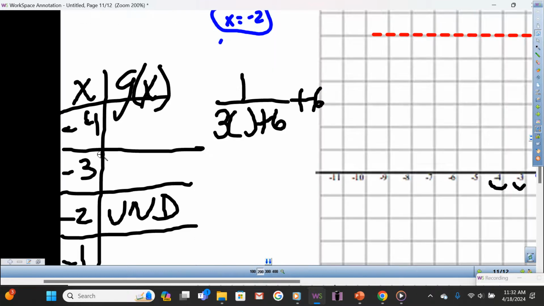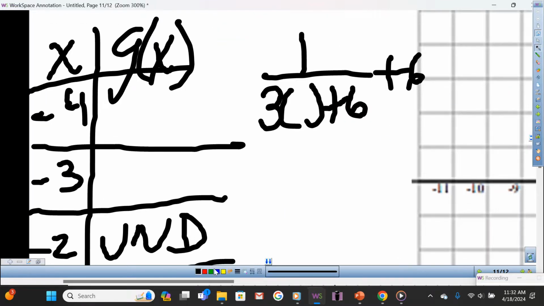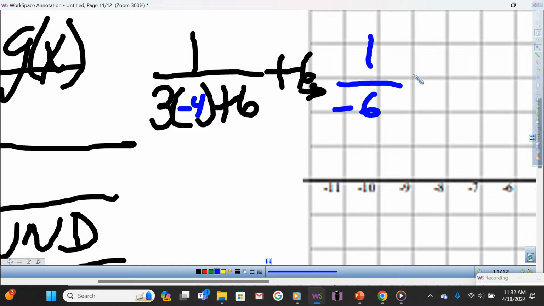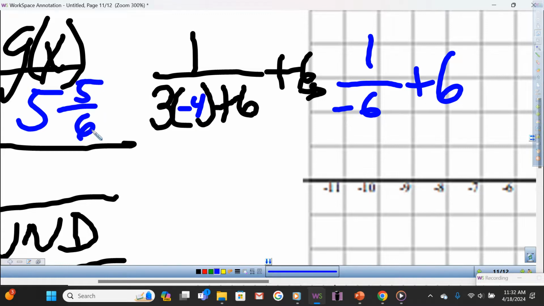All right, let me zoom in. Here we go. -4. So, since Danny's pretty good at these, let's see. Help me out, Danny. What is 3 times -4? -12 plus 6, -6. So, we have 6 minus 1/6. For the sake of time, that leaves us with 5 and 5/6.